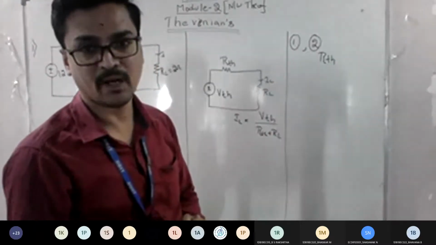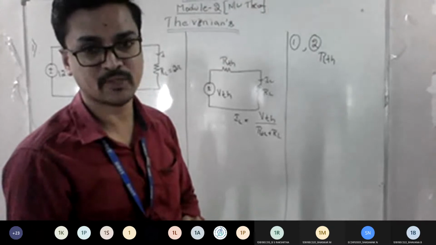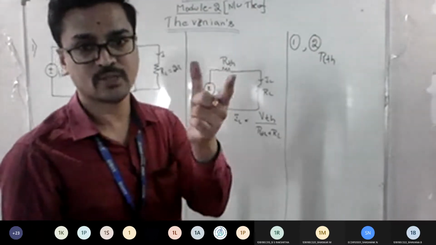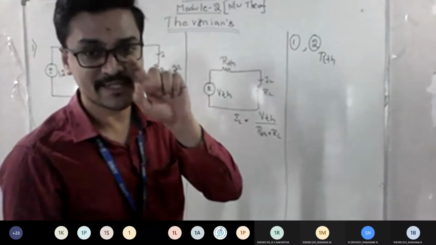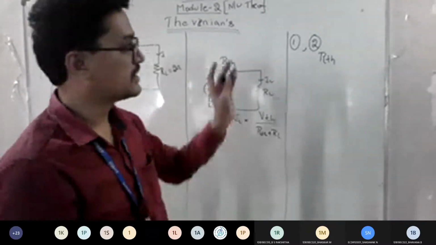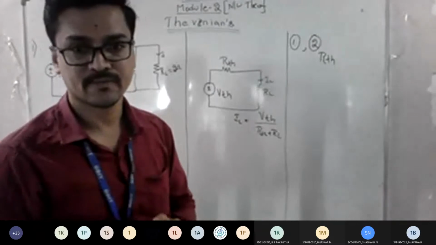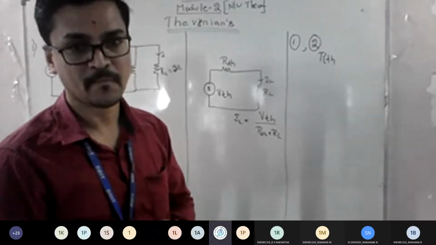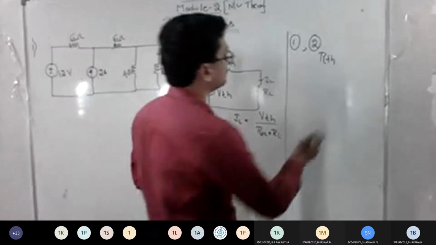That is step number 2. Am I clear with step number 2, everyone? Voltage short circuit, current open circuit. So only your impedances or resistors will remain. Apply the logic of series parallel connection and get the answer of RTH. Am I clear with step number 2, everyone? Yes, sir. Good. So go to step number 3.